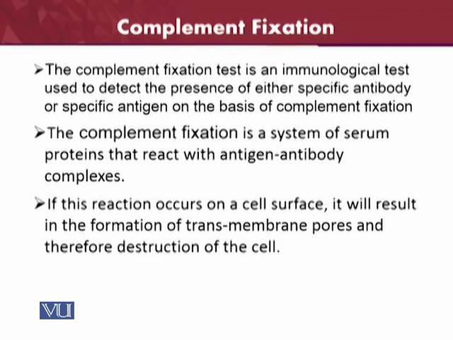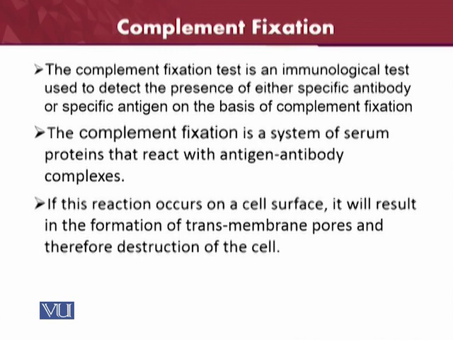The complement is a system of serum proteins that react with antigen and antibody complexes. Therefore, it is called the complement fixation, and if the reactions occur on the cell surface, it will result in the formation of transmembrane pores and therefore destruction of the cells. On the basis of these transmembrane pores and the destruction of the cells, we will see whether the complement is fixed or not. It has different result interpretations in step 1, step 2 and step 3. We will see it in detail later and how it works.